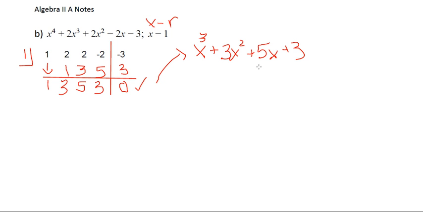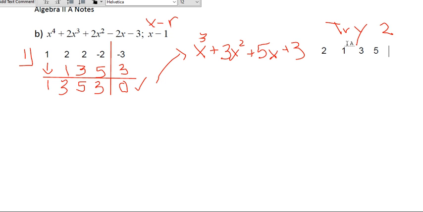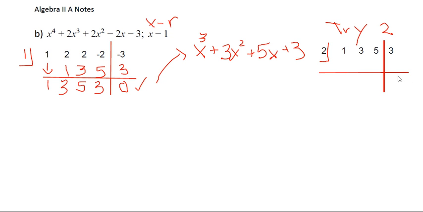So let's try a number. What if we try a is 2? Okay, so that's what I'm going to try first. If I try 2, then I get 2 for my factor. I get 1, 3, 5, and 3. And I'm hoping that when I'm done, this right here will be 0, because that tells me I found a factor.